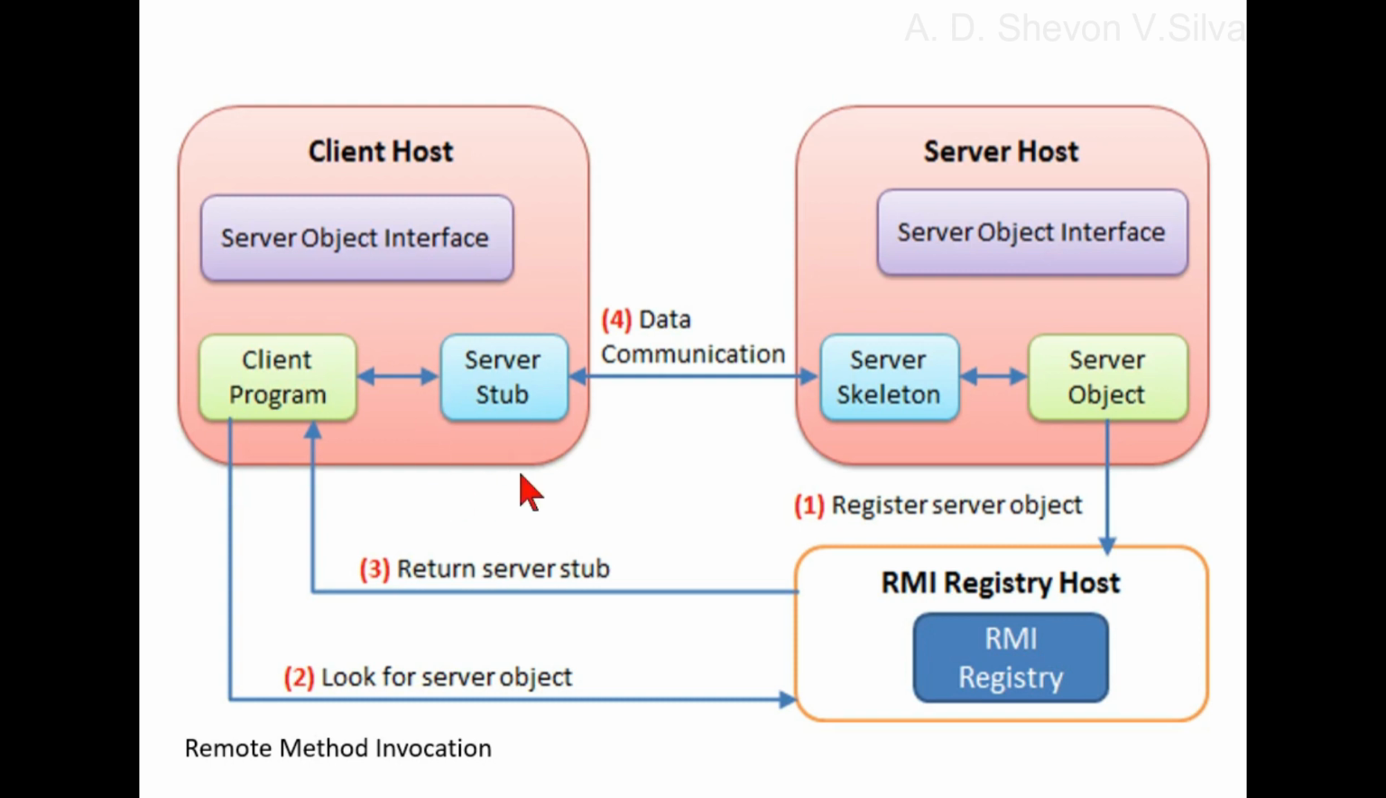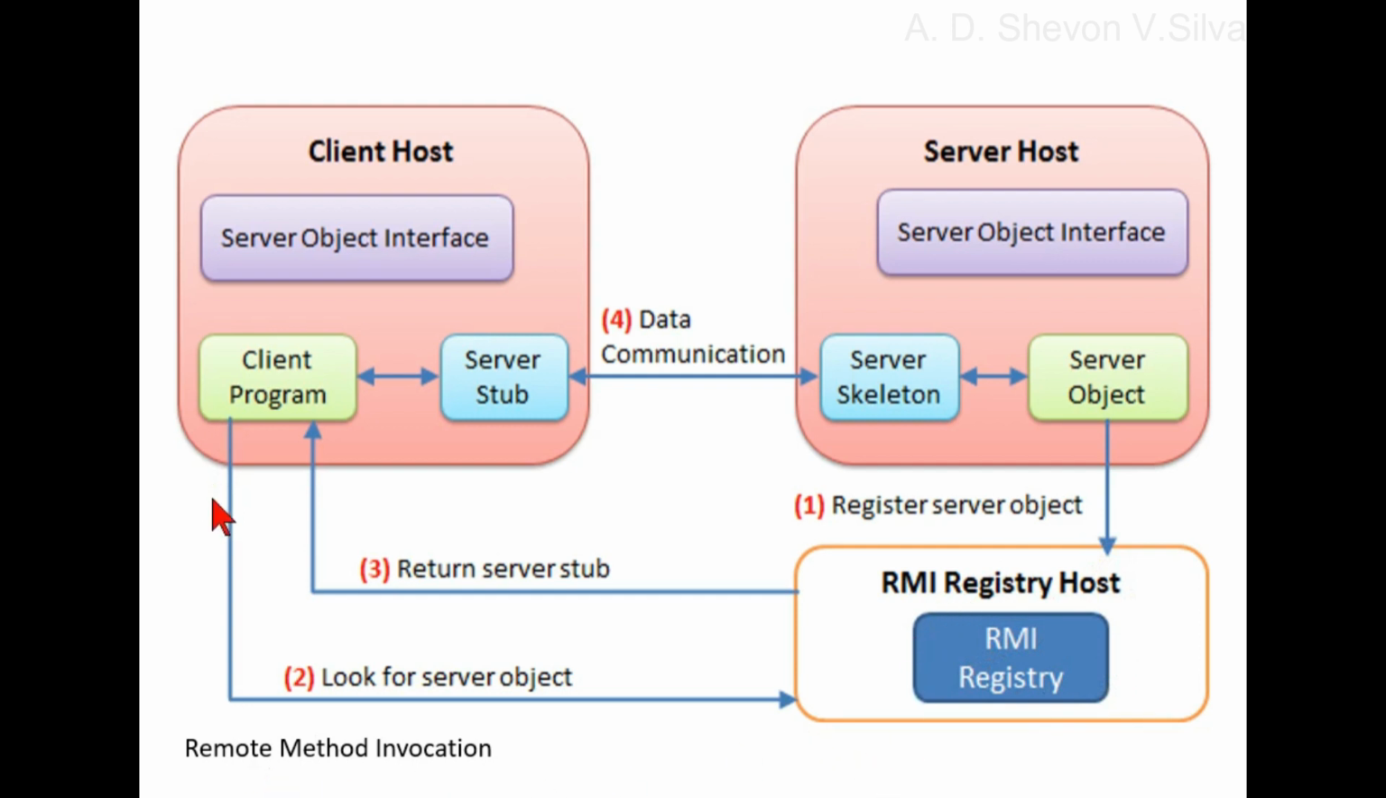Here you can see a client host here and a server host here. The server object interface, server skeleton, and server objects are in the server host. And here in step 1, the server object registers server objects on the RMI registry host. The RMI registry is in the RMI registry host.